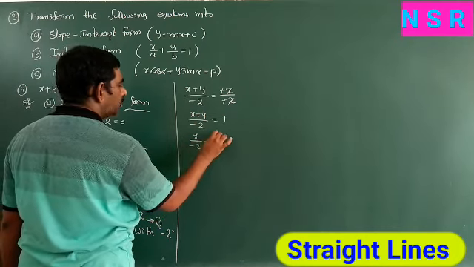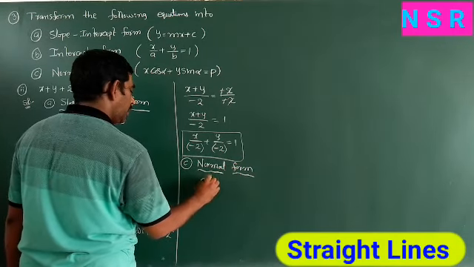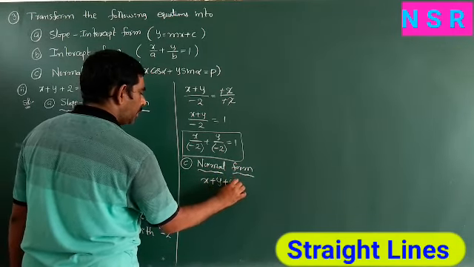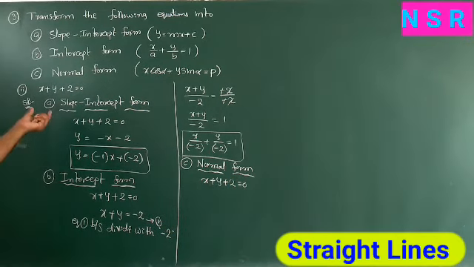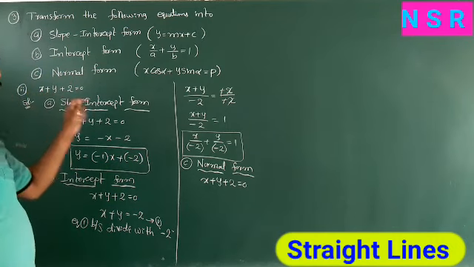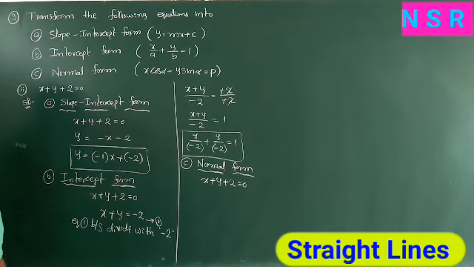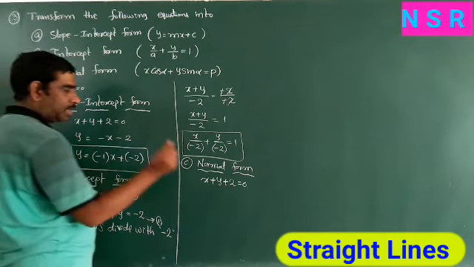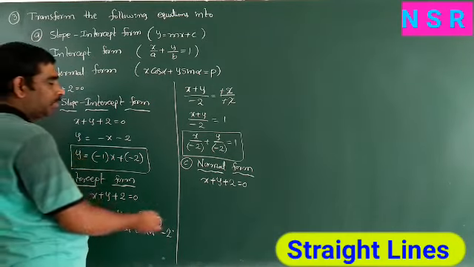Next is C, normal form. Here, given x plus y plus 2 equal to 0. In the exam also, out of 100 students, 95 students get confused converting this straight line into normal form. So don't get confused here. We have one trick: observe the constant first. Observe the question here, x plus y plus 2 equal to 0.